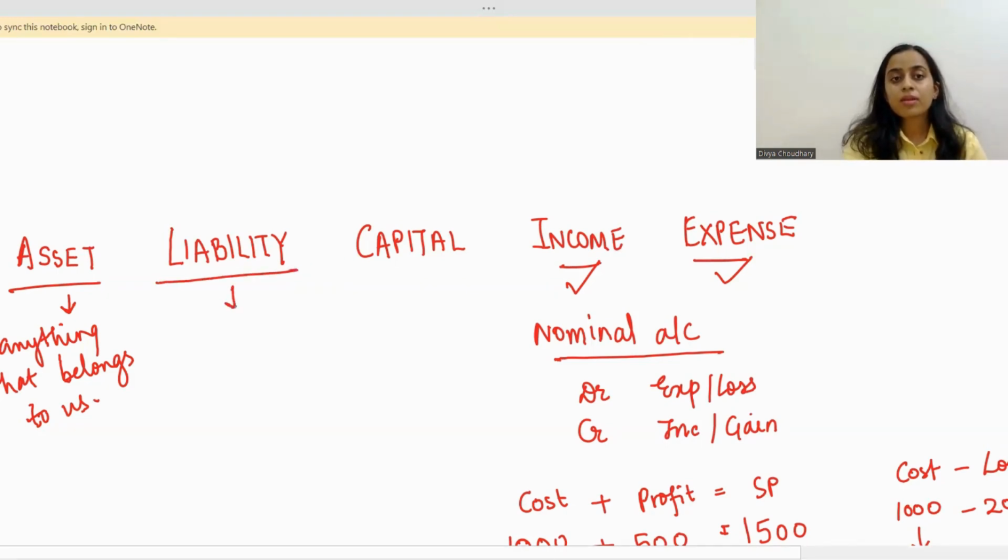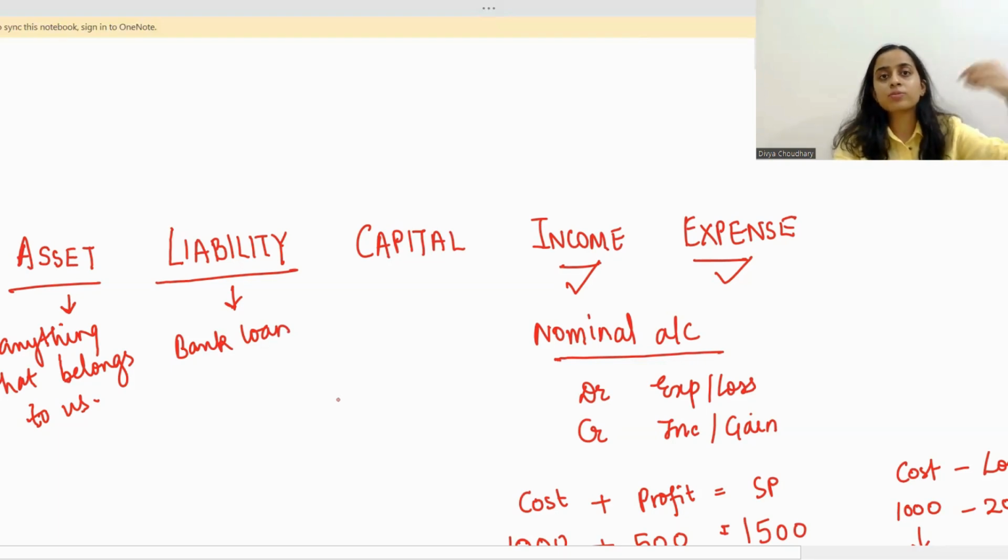Liability. If someone else's thing is with us, that's our liability. For example, bank loan. When we take a loan, the bank's money is lying with us, and it's constantly in my head, oh I have to repay it. So anything that belongs to someone else but is kept with me is my liability.